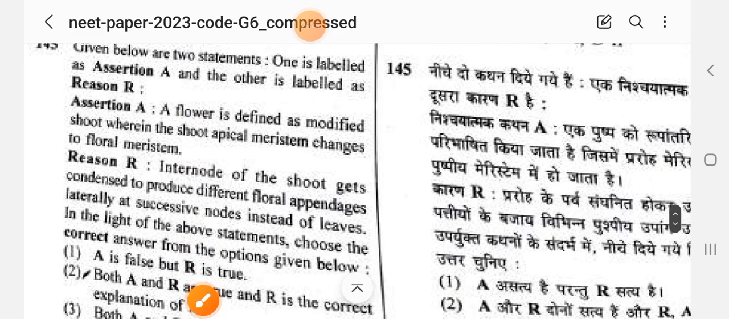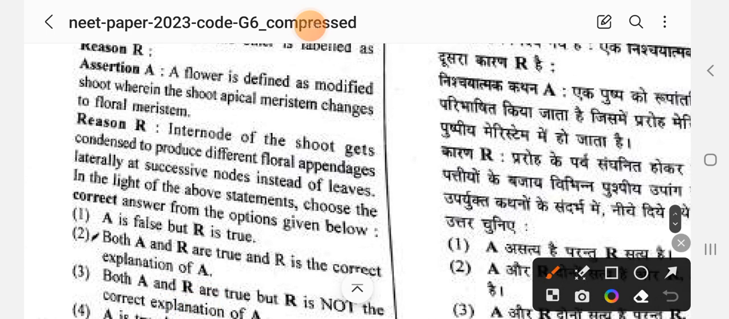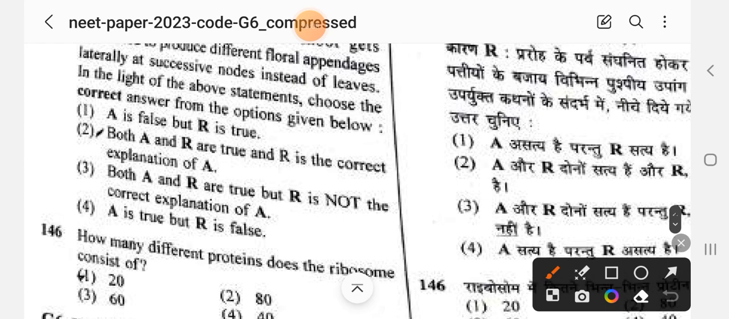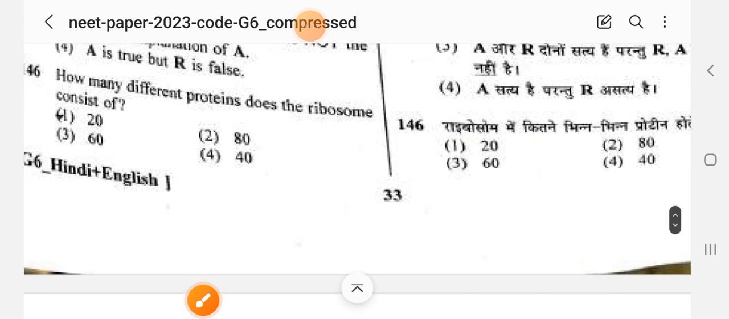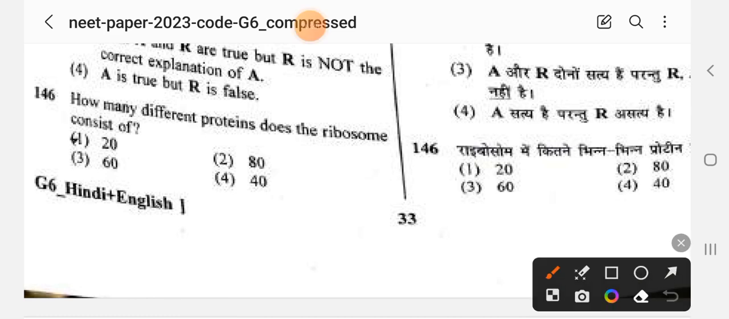So next is, flower is defined as a modified shoot where the shoot apical meristem changes to floral meristem. That is true. Internode of the shoot gets condensed to produce different flower parts. ये भी सही है. So the answer is both are true and correct explanation है. The answer is second. So how many different proteins does ribosome consist of? That is, I think, 60.